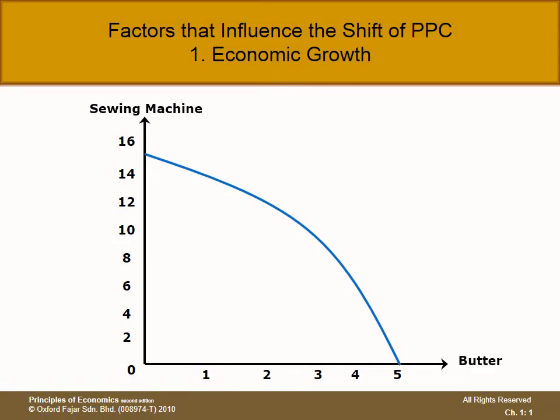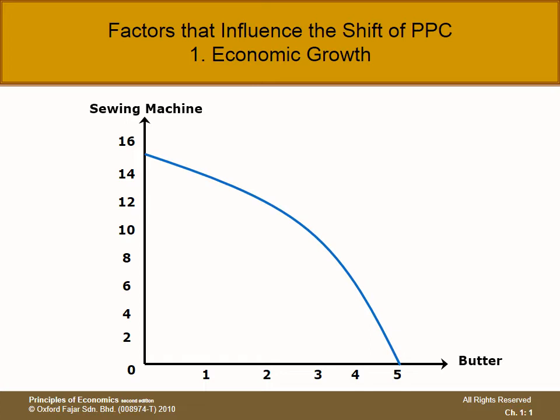Today we are going to continue our lesson. So today I'm going to explain factors that can influence the shift of the PPC, the production possibility curve. Our PPC can shift upwards or downwards, okay? Upward or inwards, okay? Before this, I explained to you inefficiency, efficiency, unemployment.